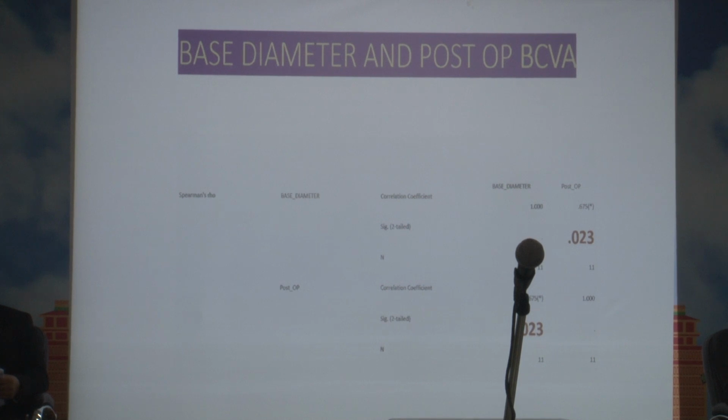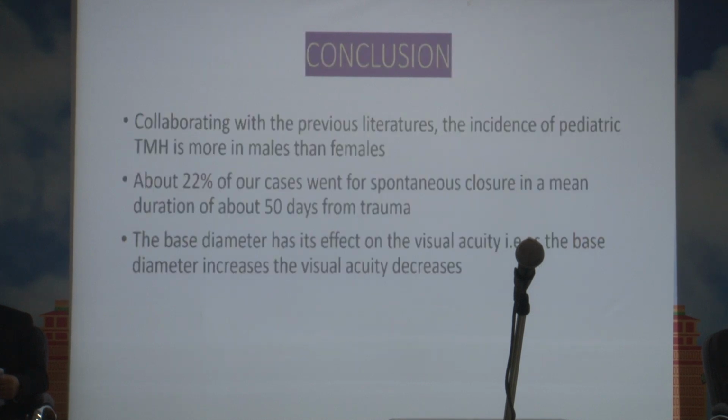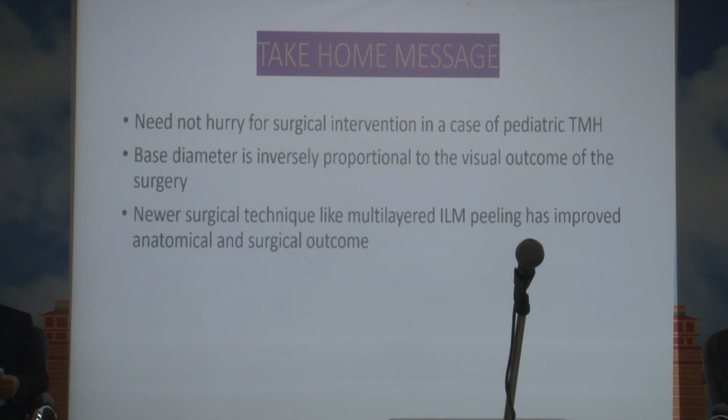So corroborating with the previous literature, the incidence of pediatric TMH is more in males than females. About 22% of our cases went for spontaneous closure in a mean duration of about 50 days from trauma, and as the base diameter increases, the visual acuity decreases. So we need not hurry for surgical intervention in a case of pediatric TMH. Base diameter is inversely proportional to the visual outcome of the surgery, and newer surgical techniques like multi-layered ILM peeling have improved anatomical and surgical outcome.